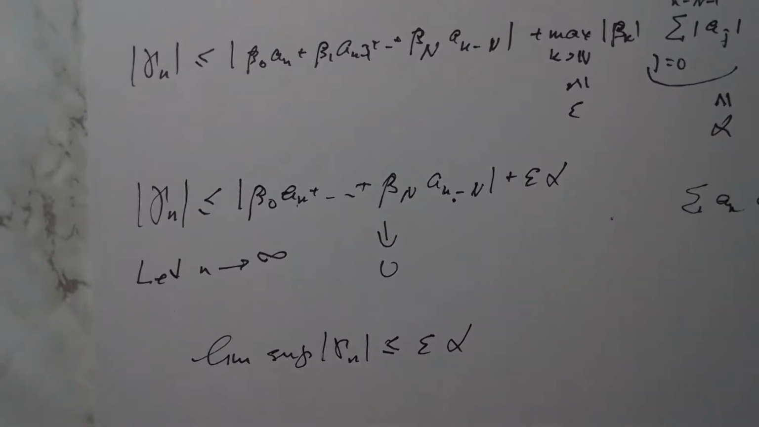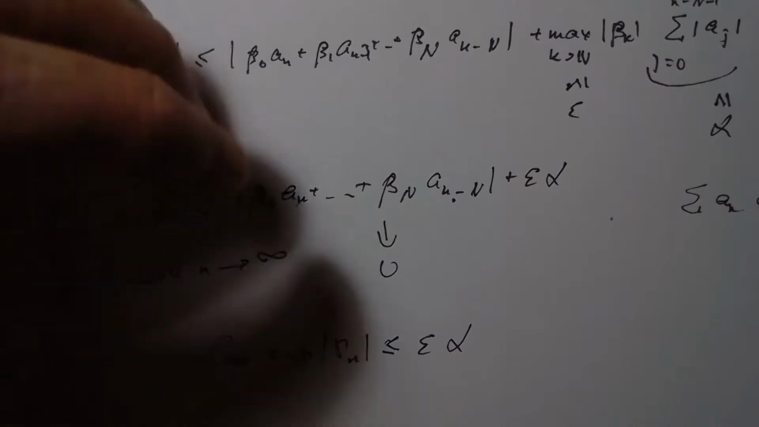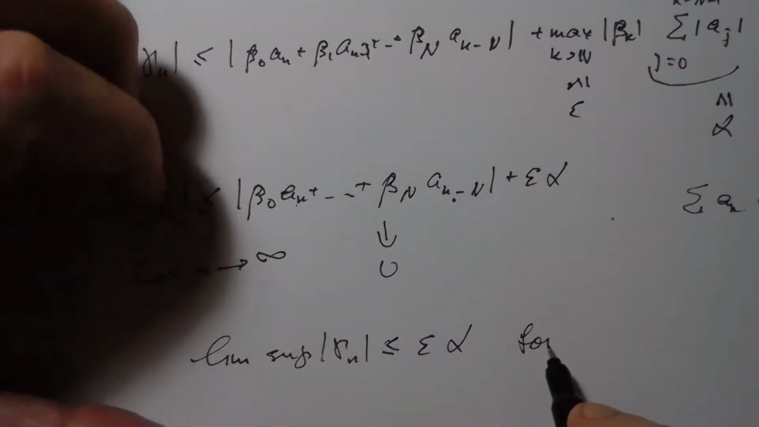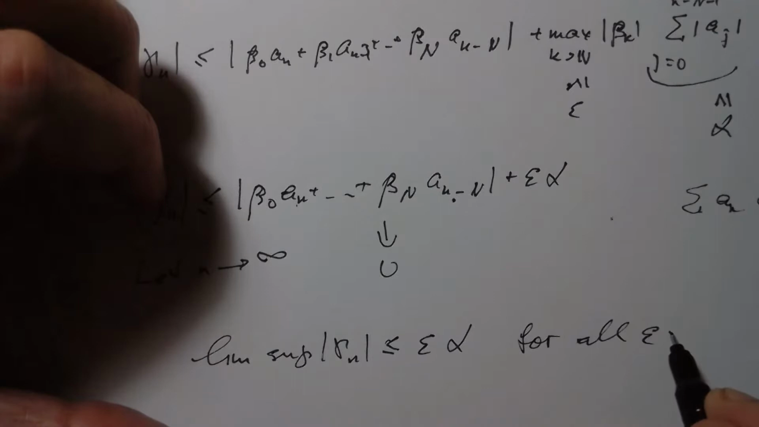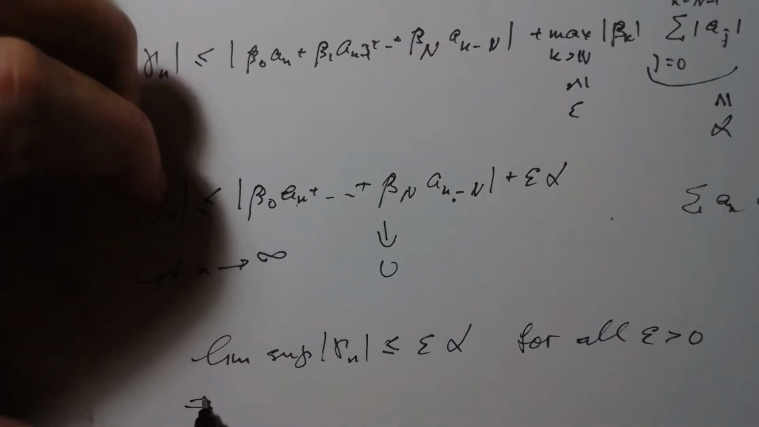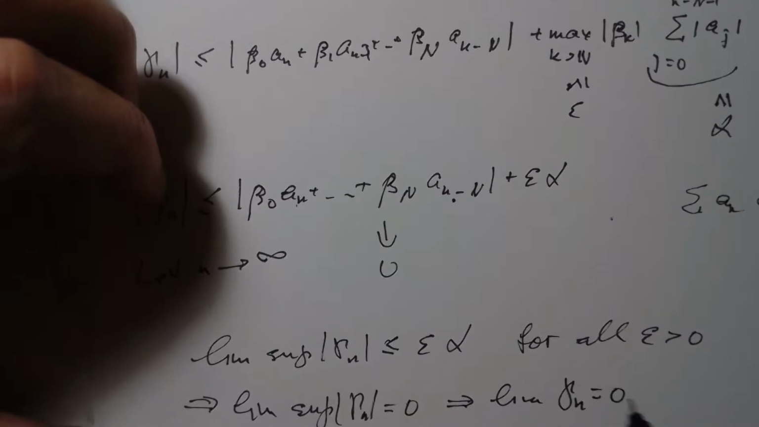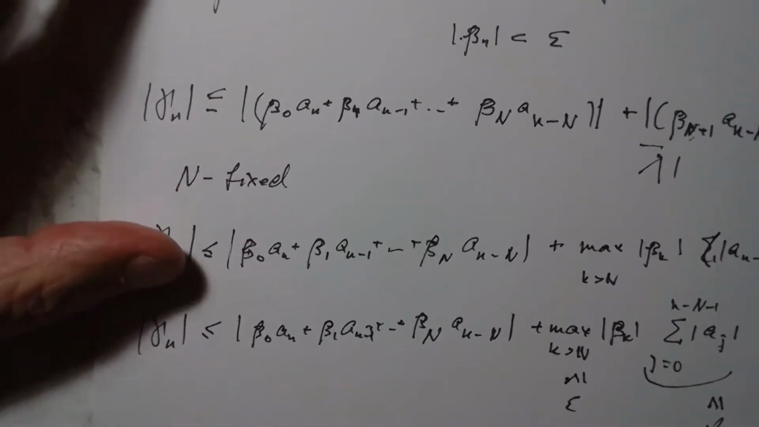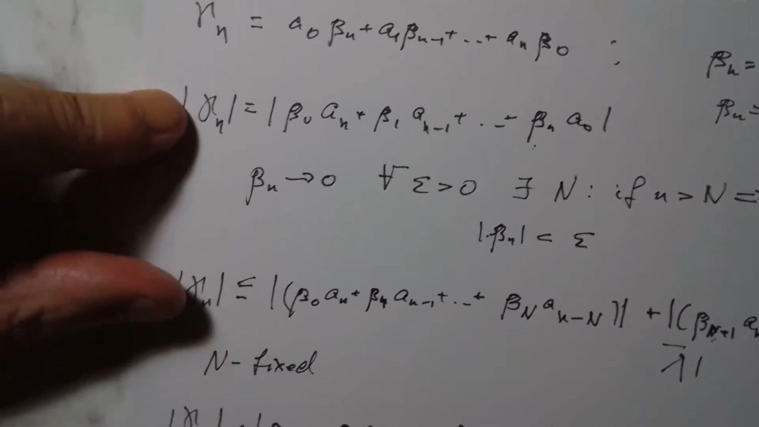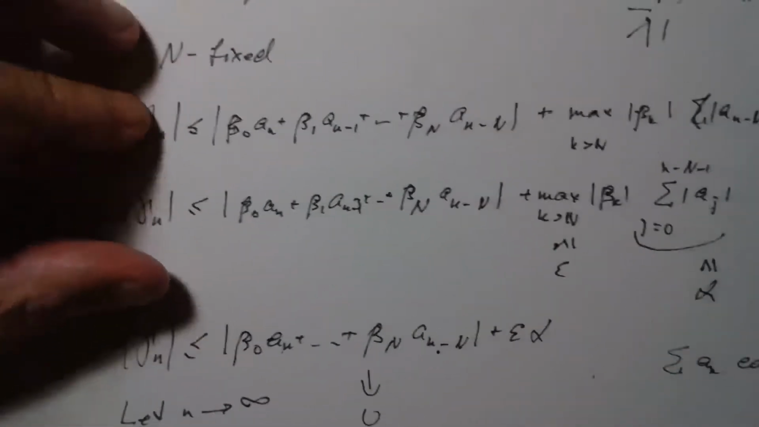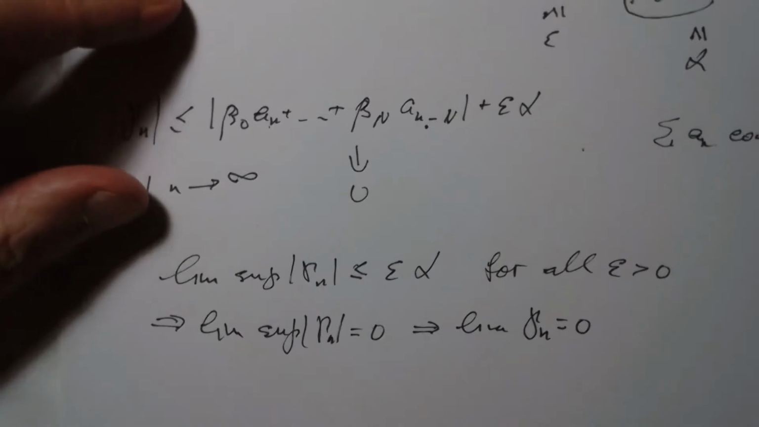And epsilon and alpha have absolutely nothing to do with n. And therefore, this is true for all epsilon. And that implies that the lim sup of gamma n is equal to 0, which implies that the limit of gamma n equals 0. And remember, this is exactly what we were trying to prove at the very beginning. So this is a proof of this theorem. It is not too difficult, I hope.